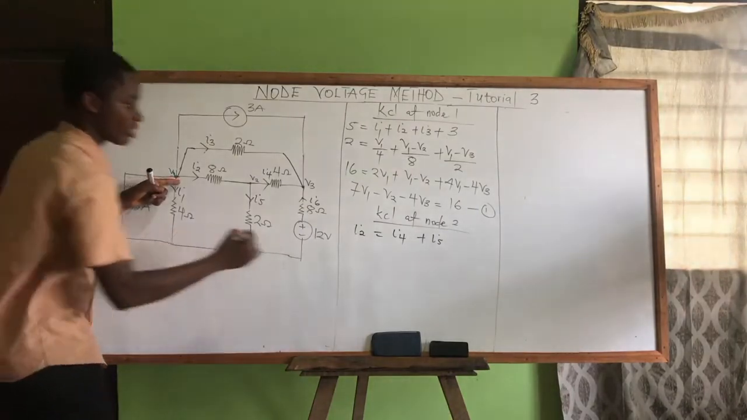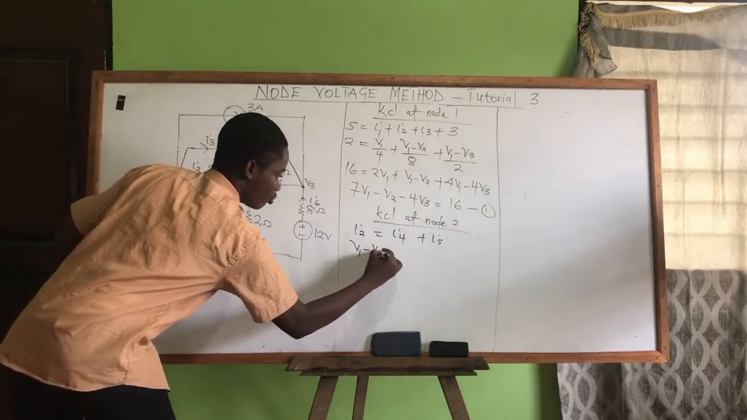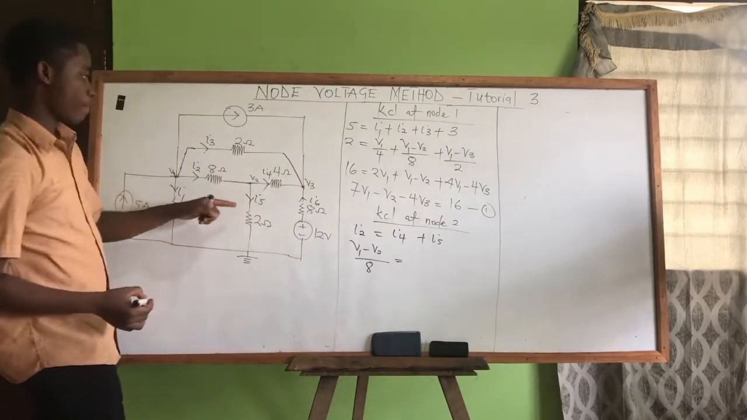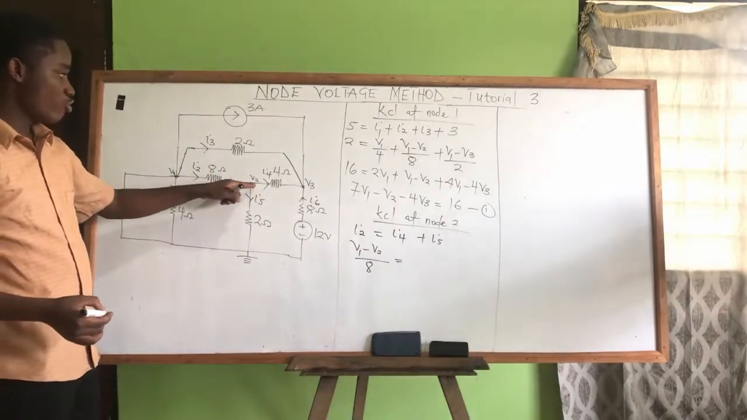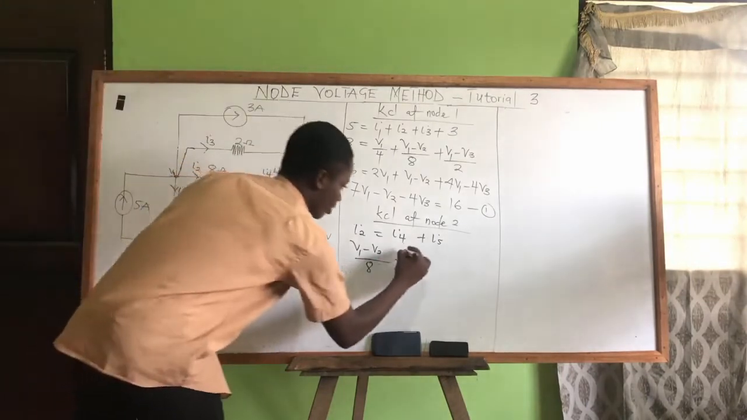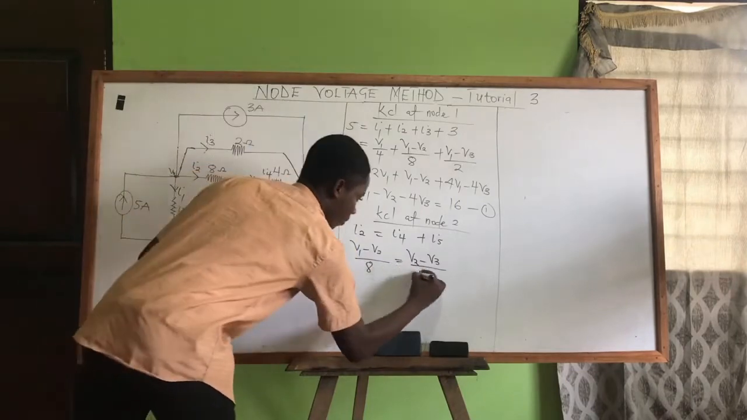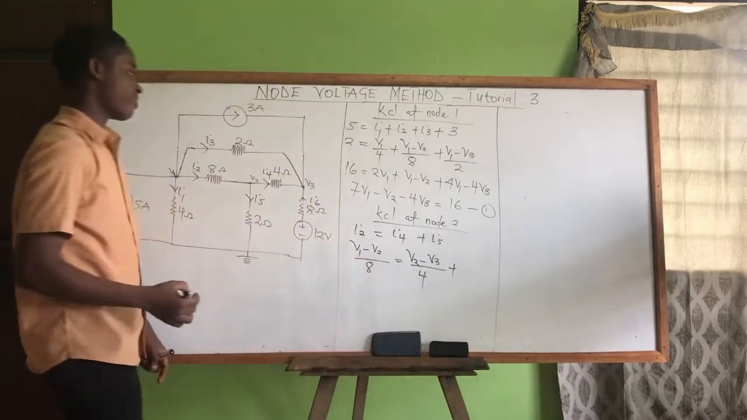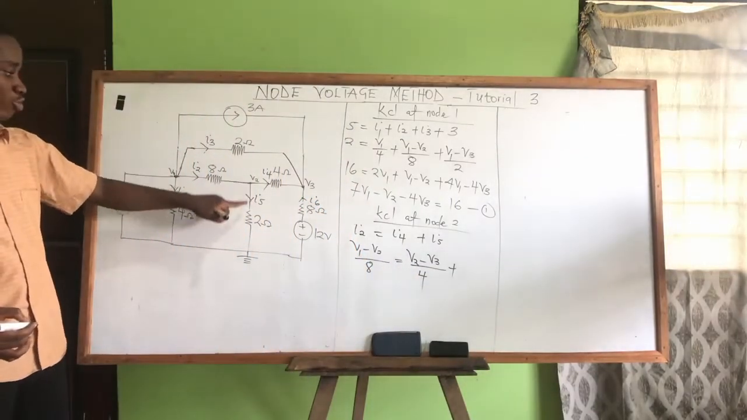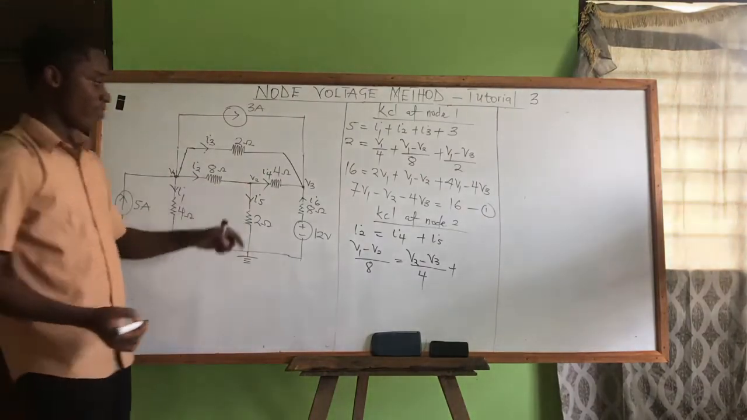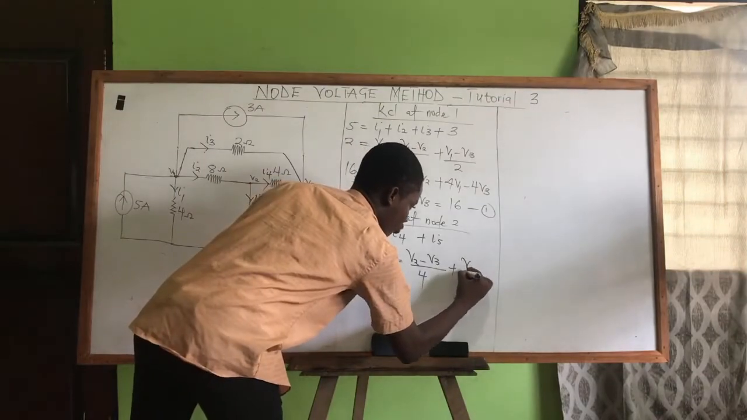I2 is what? V1 minus V2 over resistor 8, giving me I4. I4 is also what? V2 minus V3 over which resistor? 4, plus I5. I5 is starting from V2 to where? The reference 0. So V2 minus 0 over 2, which is the same as V2 over what?